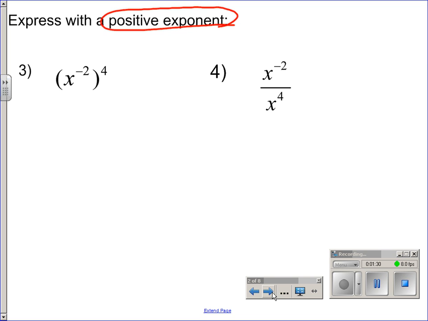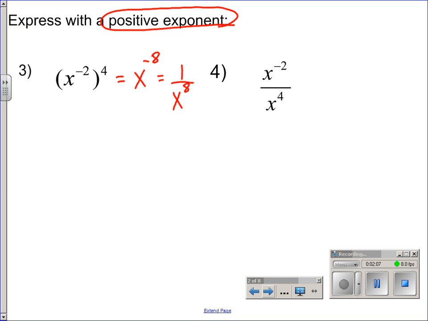Now, we're going to express with positive exponents. This is where you have to know the rule, because now we have variables, so your calculators won't do it. So you have x to the negative 2 to the 4th power. What is our rule when we have a power to a power? Correct, we're going to multiply. So it's going to be x to the negative 8. Now it says with a positive exponent. So when we see a negative exponent, what do we do? We flip it. So 1 over x to the 8 when we make the exponent positive.